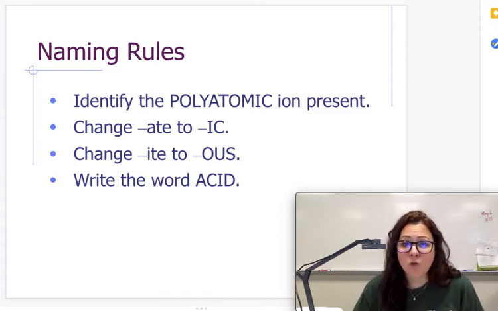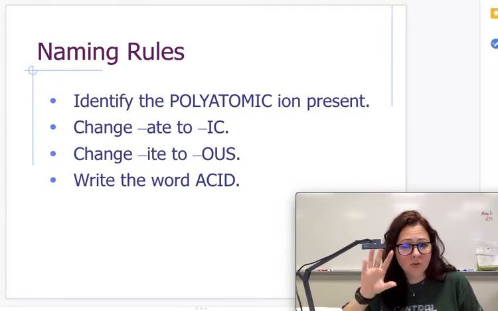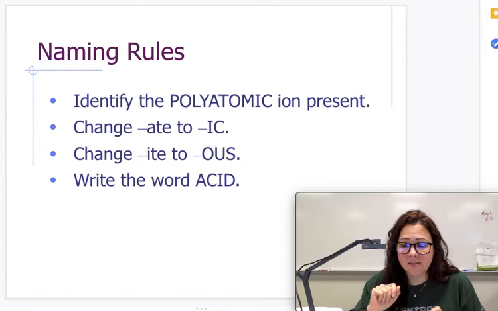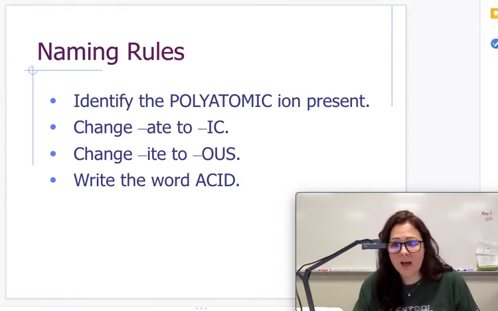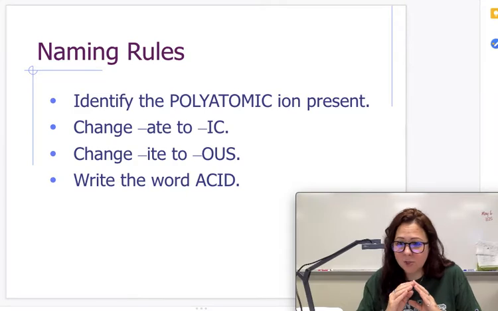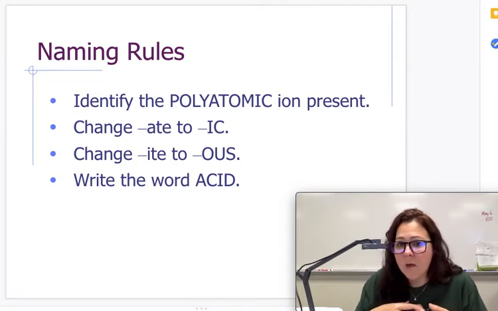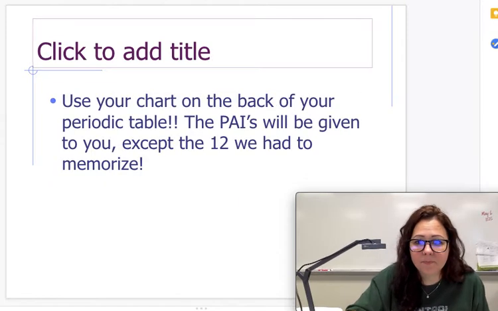With these, you're going to take away the ATE, and when you take away the ATE, you put IC instead. And then you have ITE. On those, you're going to take away the ITE and put OUS instead. And then again, they're going to end with acid. So again, they don't get hydro. They have an oxygen present, so they don't get hydro. So take away ATE, put IC; ITE becomes OUS.